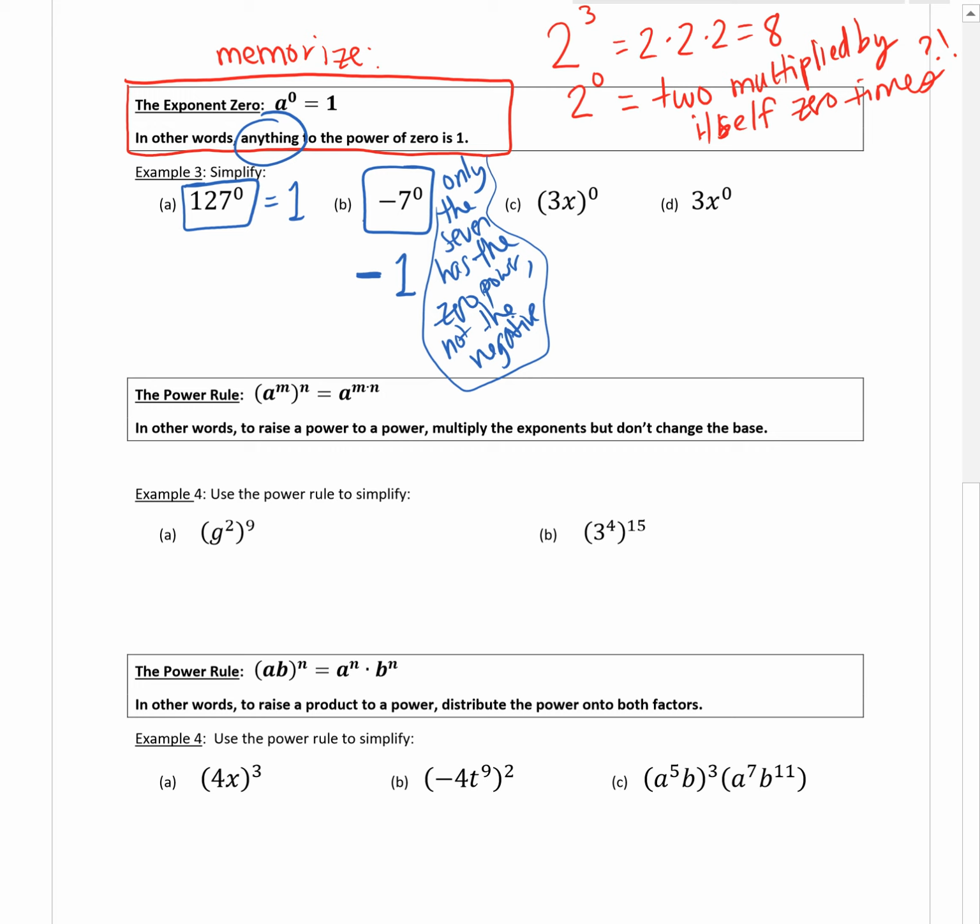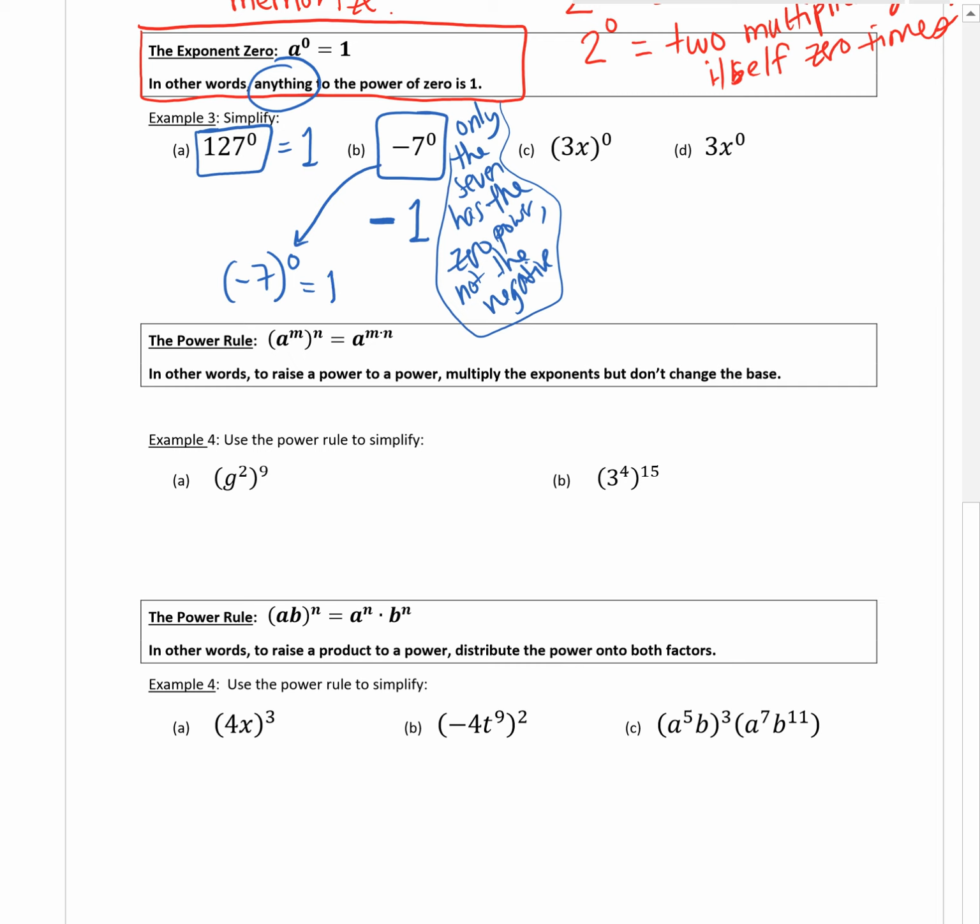And it would have been different. Let's say I had been given negative 7 in parentheses and then 0. Well, that means that the entire negative 7, the negative and the 7, are both raised to the 0 power. That would make it a 1. No negative, because the negative was part of what was being raised to the 0 power. So keep that in mind. Parentheses really make a difference. And we'll see that actually here in part C and part D.